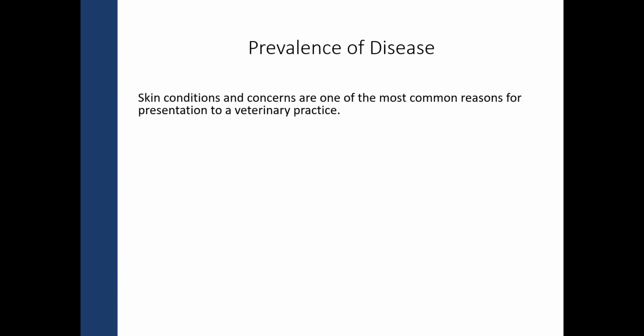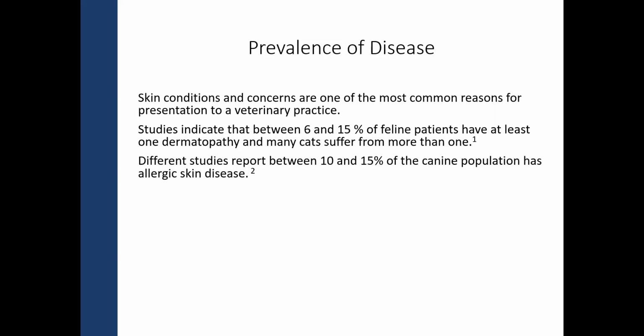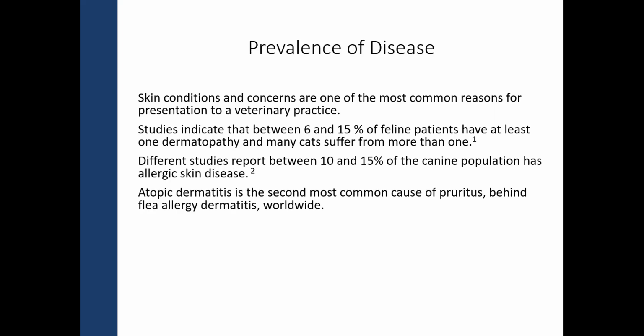Let's look at the prevalence of disease. Skin conditions and concerns are one of the most common reasons for presentation to a veterinary practice. Studies indicate that between 6 and 15% of feline patients have at least one dermatopathy, and many cats suffer from more than one. Different studies report between 10 and 15% of the canine population has allergic skin disease.